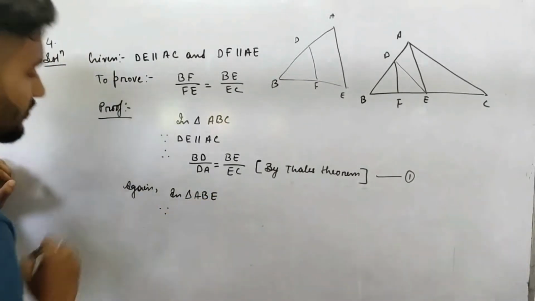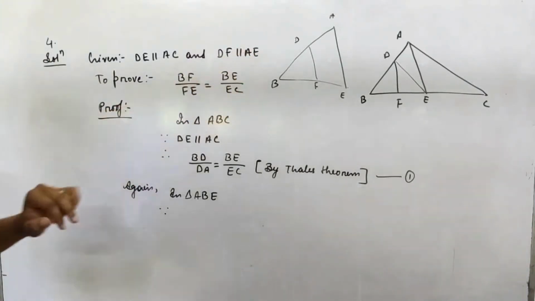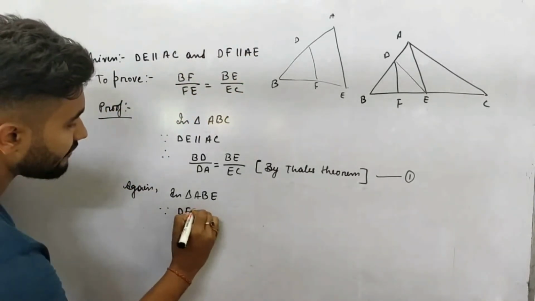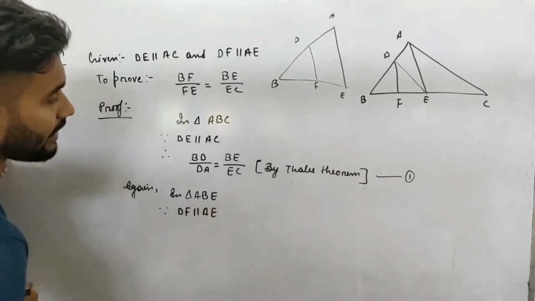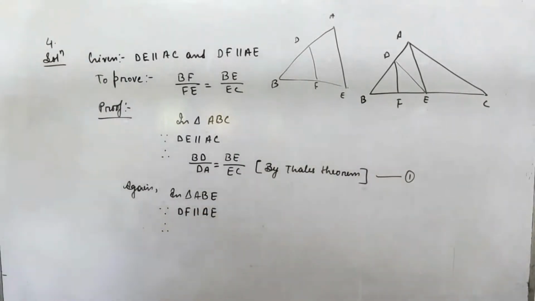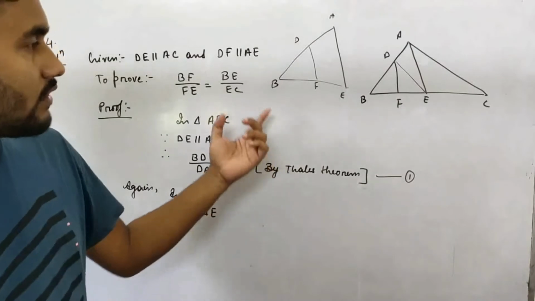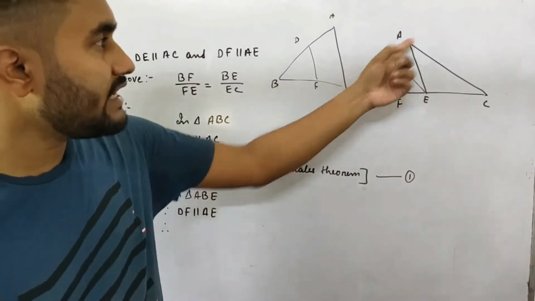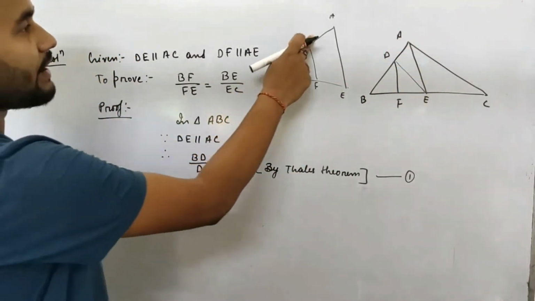In triangle ABE, since DF is parallel to AE, so therefore what we will get? Again the ratio, like this only I will start. BD by DA, okay?